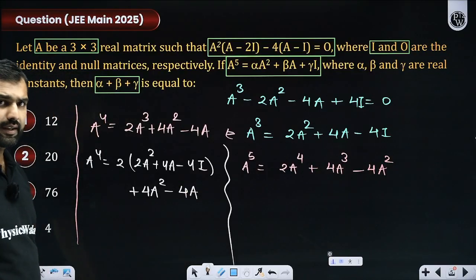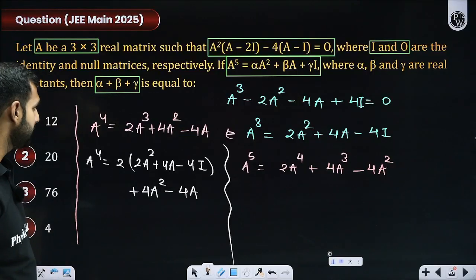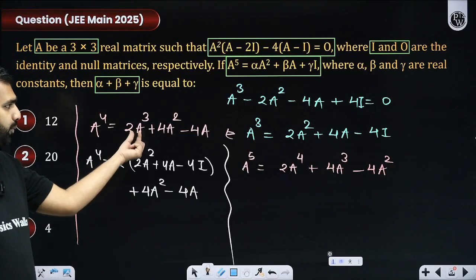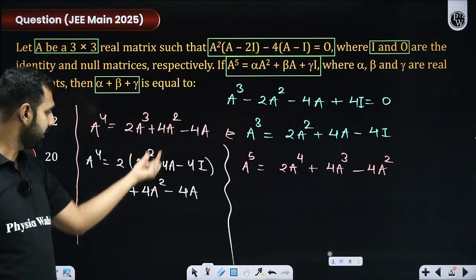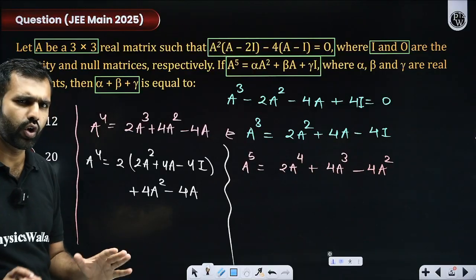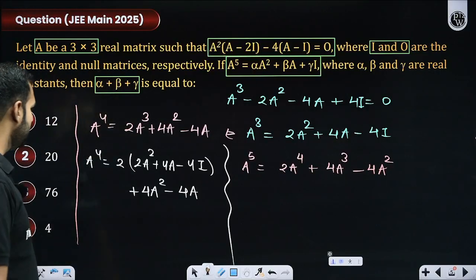Or shall I re-explain that? Everybody, give me a quick confirmation. All I'm saying is a cube got replaced by 2a square plus 4a minus 4i, double of it plus 4a square minus 4a. Yes or no? Everybody with me? Now, if I simplify this, what do I get?